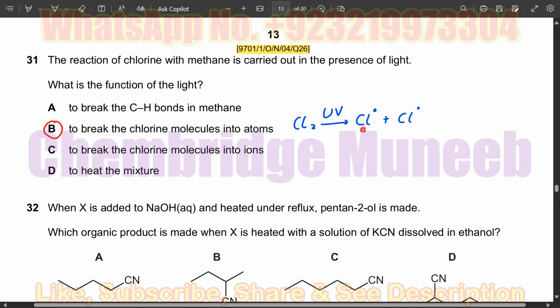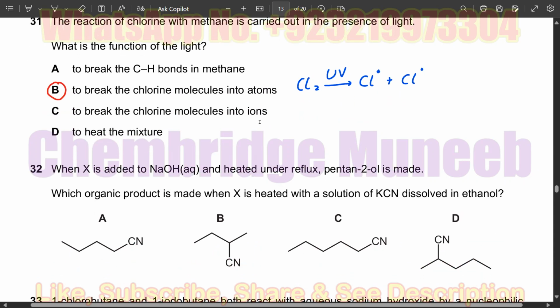Chlorine free radicals are basically the atoms. They are not ions, and the light is not used to heat the mixture, and it is not used to break the CH bonds, because CH bonds are broken by free radicals.